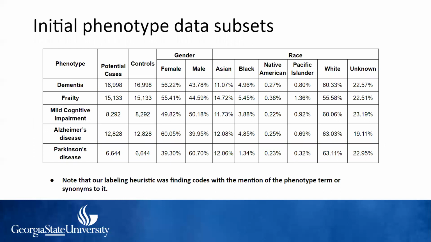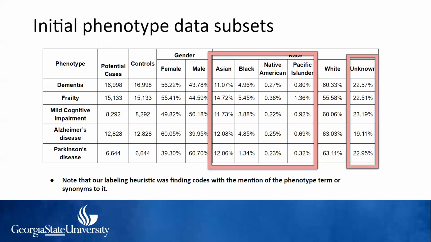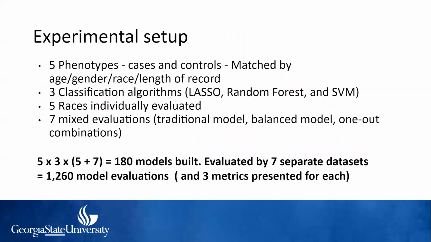Here are the demographics of the data set that we were using. Notice that we have very low representation, especially for Native Americans and Pacific Islanders, but in other demographics as well. We also have around 27% of the data where we don't know the race. So these are things that need to be addressed.